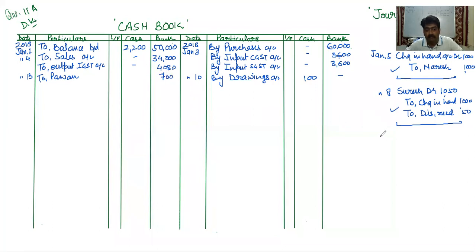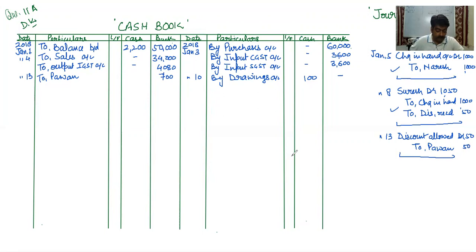that is rupees 700, and discount allowed account debit to Pawan will come in journal proper. Discount allowed account debit to Pawan will come in journal, and that is rupees 50.